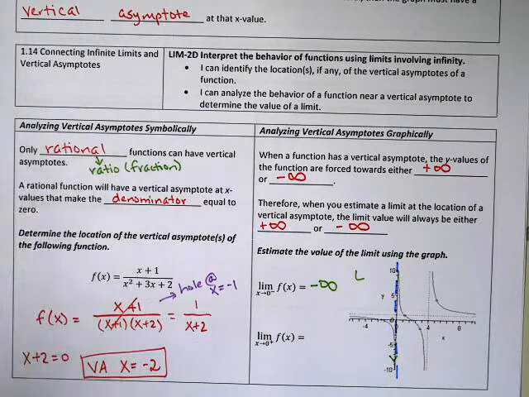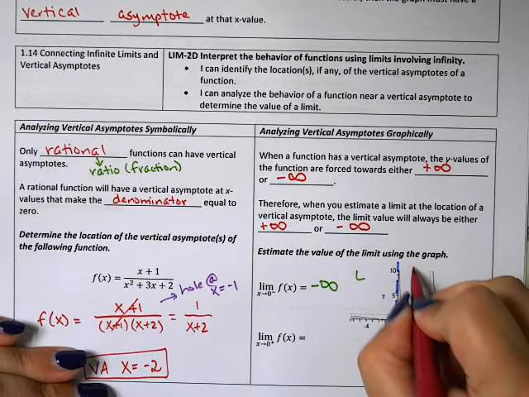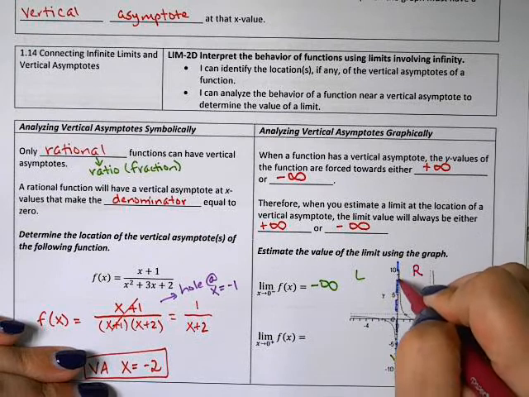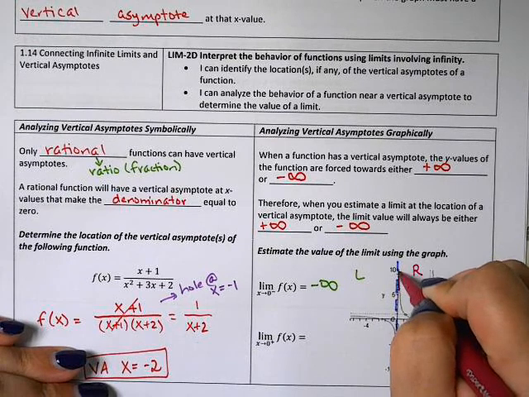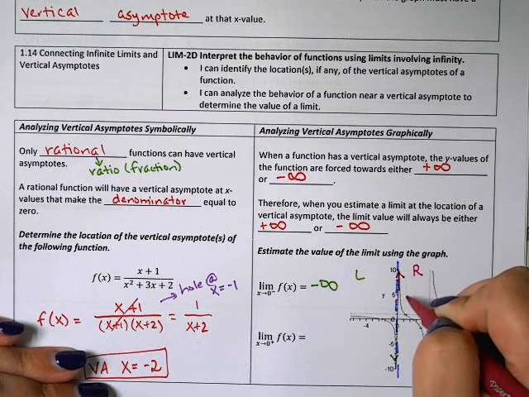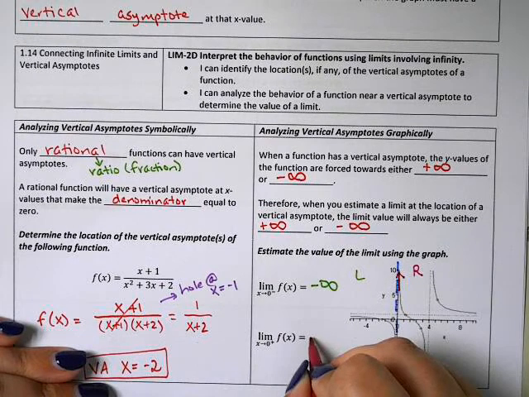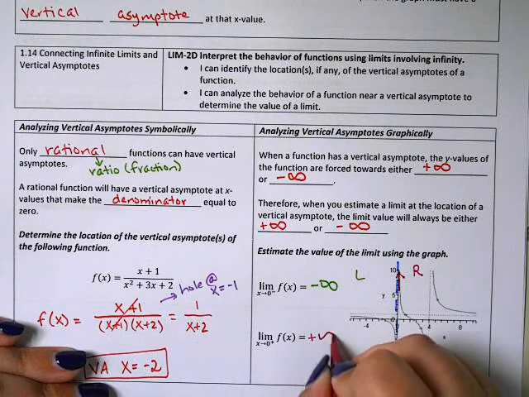On the other side, this would be from the right. So as I approach 0 from the right, I can see that my function is being forced up on this side. That means that the right-sided limit is positive infinity.